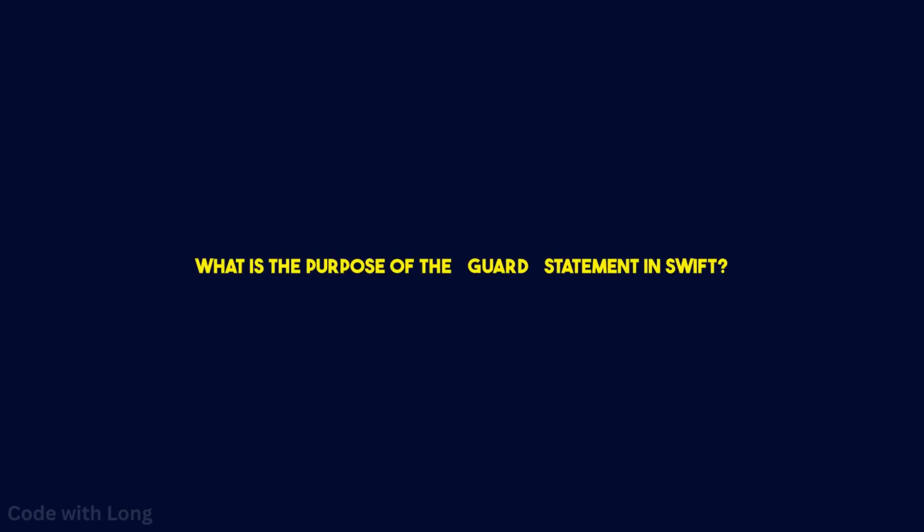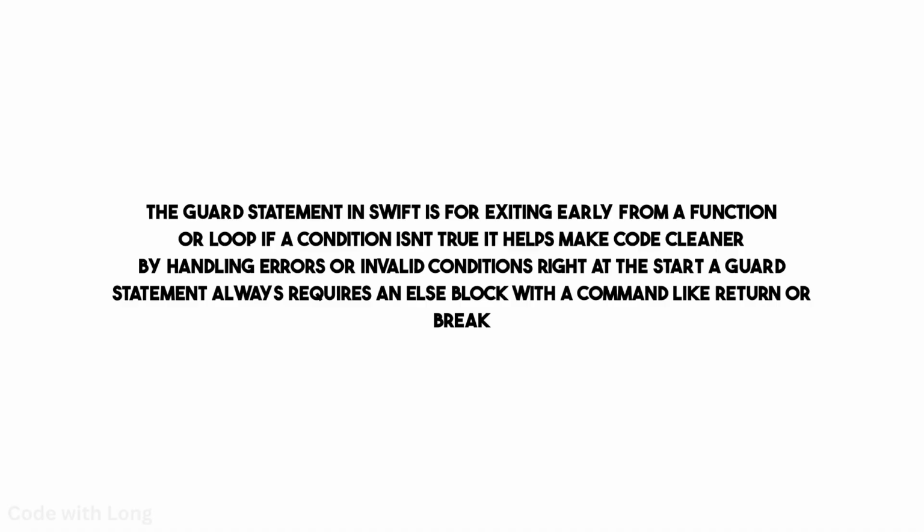What is the purpose of the guard statement in Swift? The guard statement in Swift is for exiting early from a function or loop if a condition isn't true. It helps make code cleaner by handling errors or invalid conditions right at the start. A guard statement always requires an else block with a command like return or break.